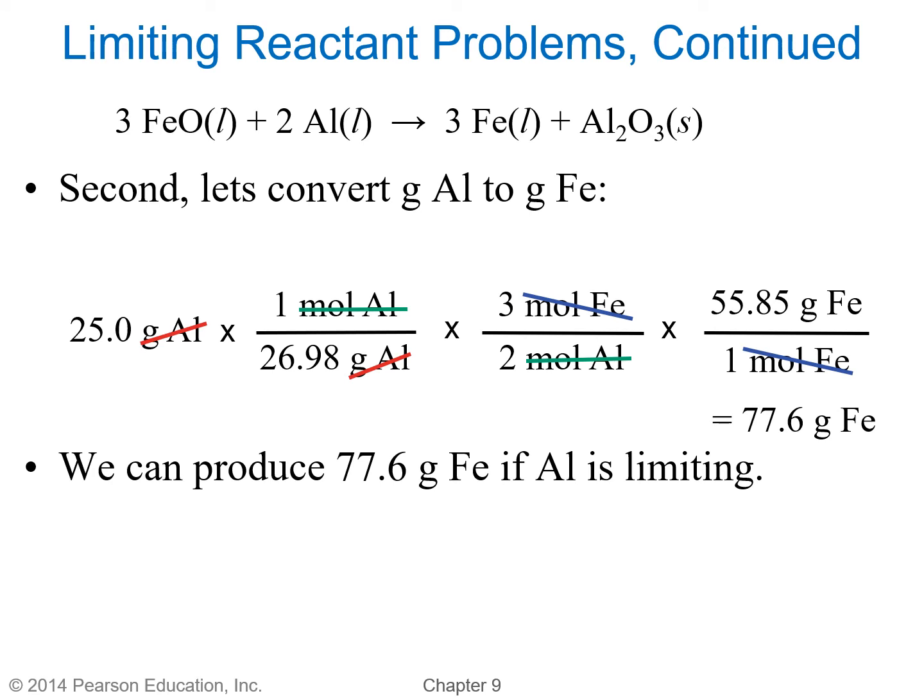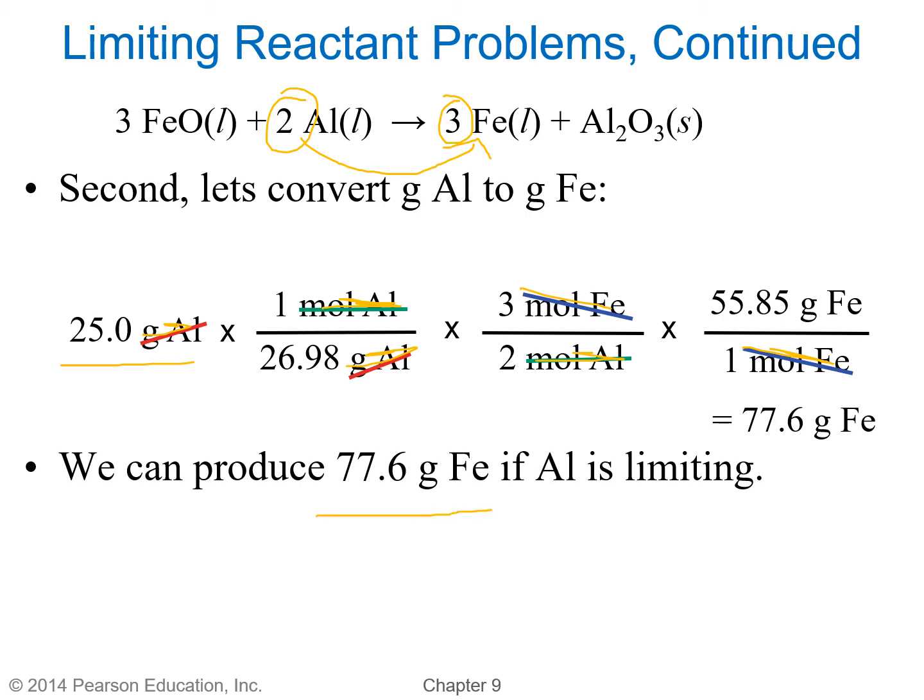Now let's try it with the aluminum. So I have 25 grams of aluminum. First step, to get from aluminum to iron, remember we have to be in moles. So we convert grams of aluminum to moles of aluminum. Go to the periodic table, molar mass of aluminum is 26.98. Grams on the bottom here to cancel out with grams, moles on top. Then we use the molar ratio of 3 moles of iron to 2 moles of aluminum, which come from the balanced chemical equation. Moles of aluminum on bottom, cancels out with moles of aluminum here. Now we're in moles of iron, and then finally moles of iron to grams of iron gives us 77.6 grams of iron.